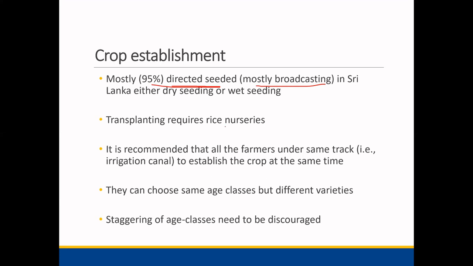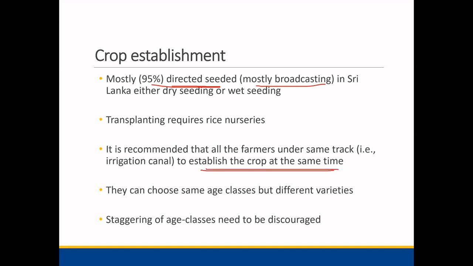But the transplanting requires rice nurseries, we have covered in the practicals. So it is recommended that all the farmers under the same track, when you establish crop, I am talking about the irrigated rice. Rice under irrigation, for example, you can imagine rice cultivation under large reservoirs, Mini area, or maybe Kalao, those major irrigation schemes. So when the farmers are under those schemes, the Department of Agriculture and Department of Irrigation advise them to use the same age class, and then start the operation at the same time.